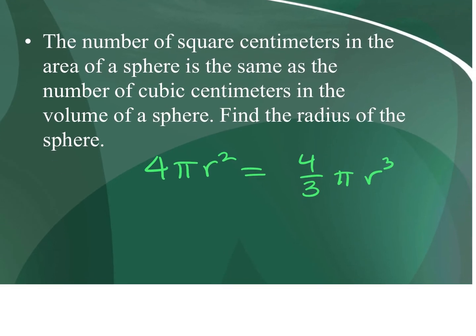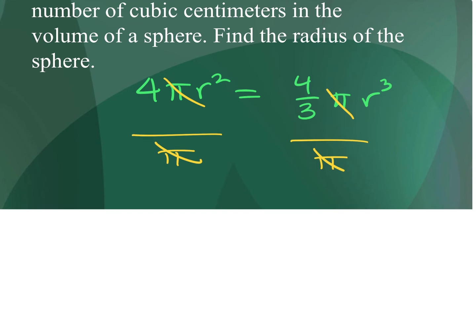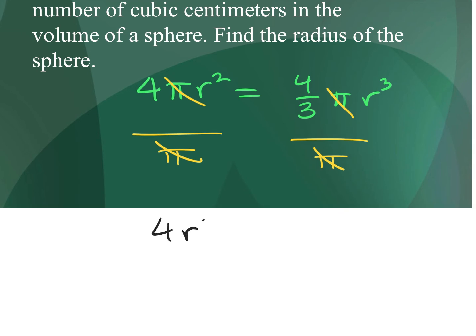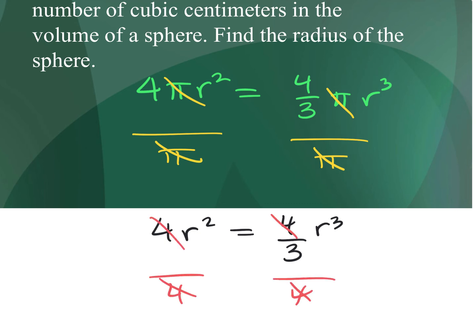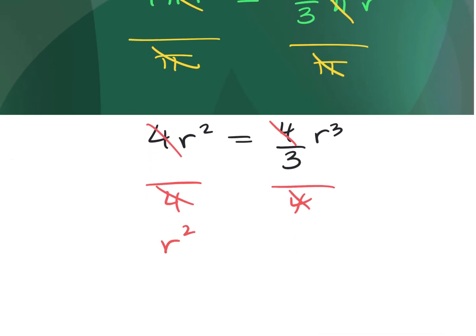So I'm going to go ahead and start doing my inverse operations to get my r's together. I could go ahead and divide both sides by pi. I'll do it step by step so nobody gets lost. That would cancel the pi's on both sides. So now I'm left with 4r squared equals 4/3 r cubed. Now I could also divide both sides by 4, which would cancel both 4's. So now I'm left with r squared equals r cubed over 3.